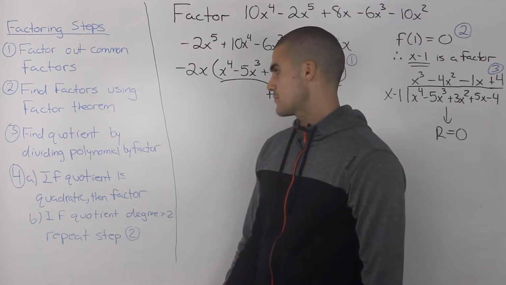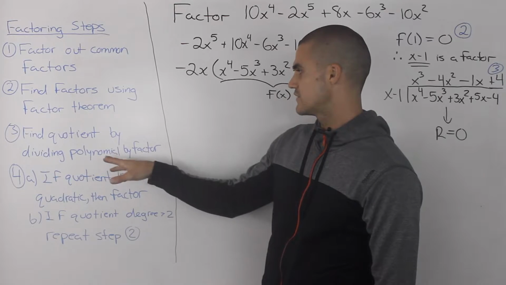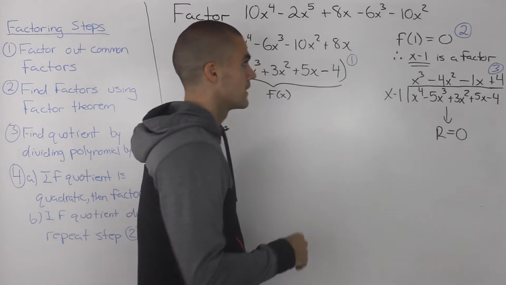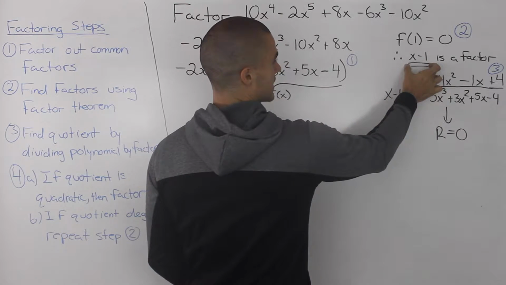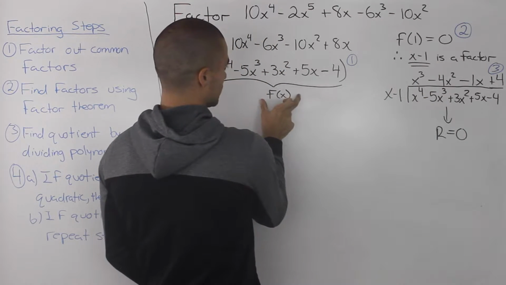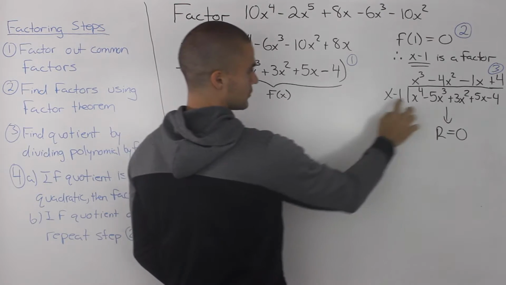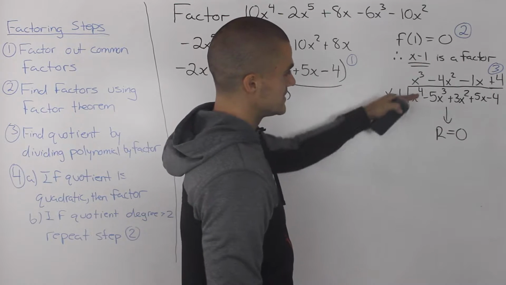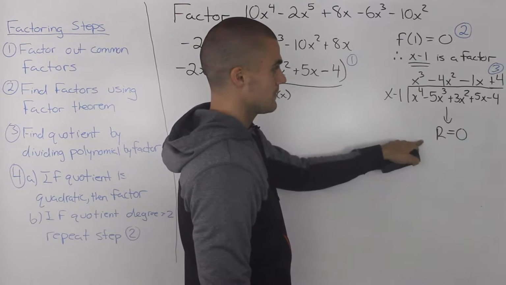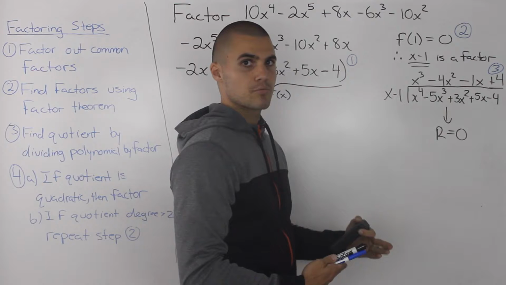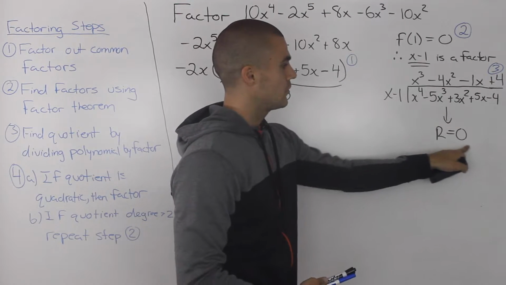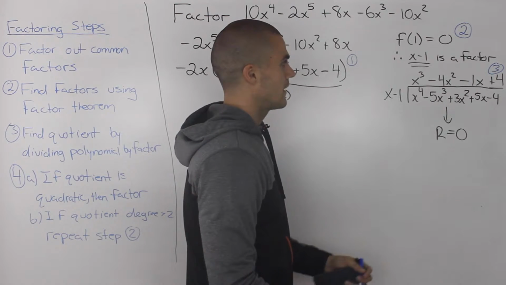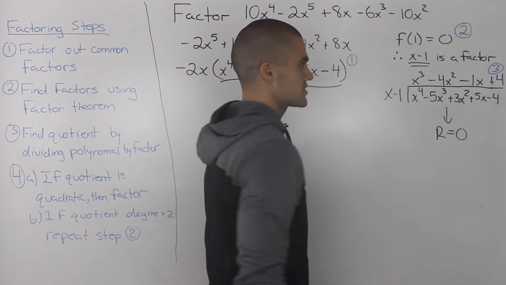Now we can move on to step 3. We have to find the quotient by dividing the polynomial by the factor that we found in step 2. The factor that we found in step 2 was x minus 1, so we take this polynomial here and divide it by that factor. I didn't write out the details of the division. However, as usual with step 3, as we mentioned in the previous video, you should always get a remainder of 0. And the quotient that we end up getting is x cubed minus 4x squared minus x plus 4.